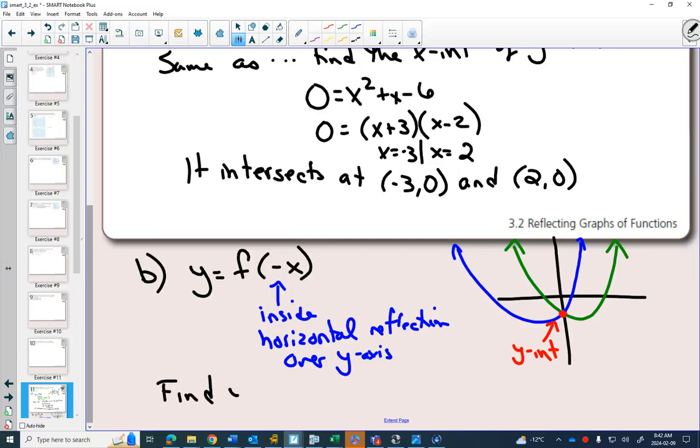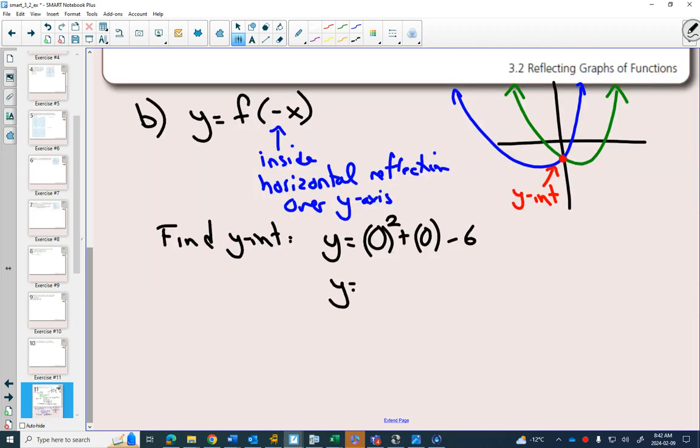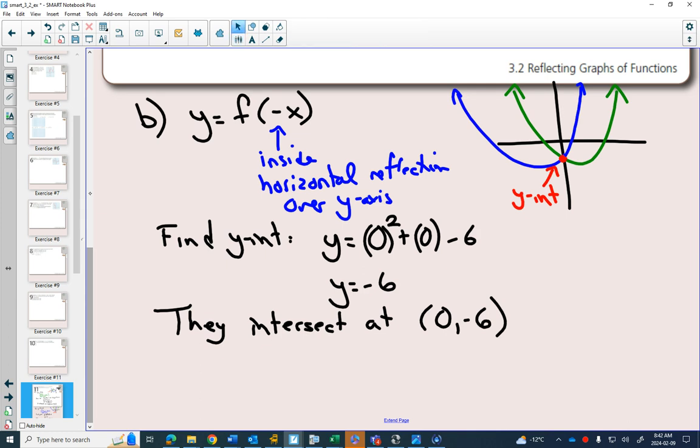How do we find a y-intercept? Plug in 0 for x. Probably don't have to even show that work. Plugging in 0 is so easy to do with mental math. And you just get y equals -6. So we could write that they intersect at (0, -6).